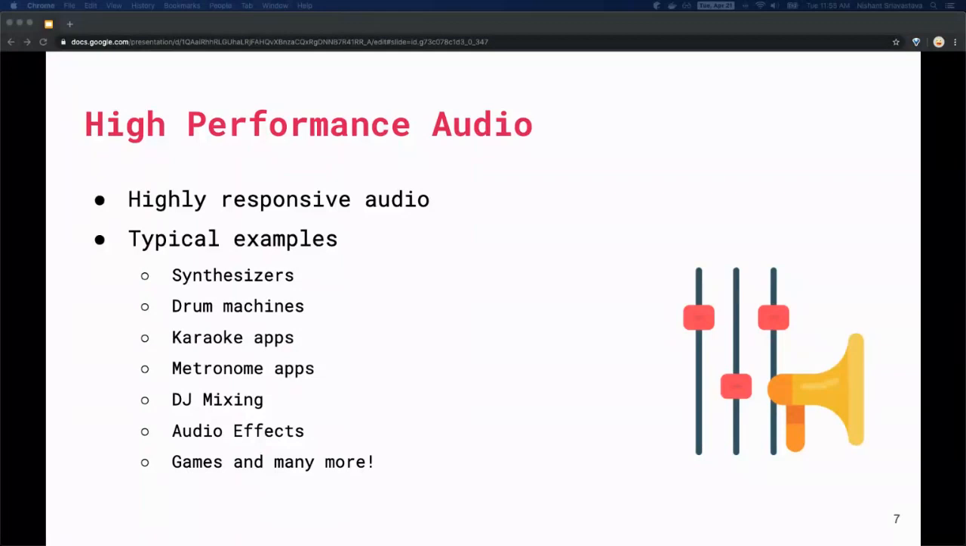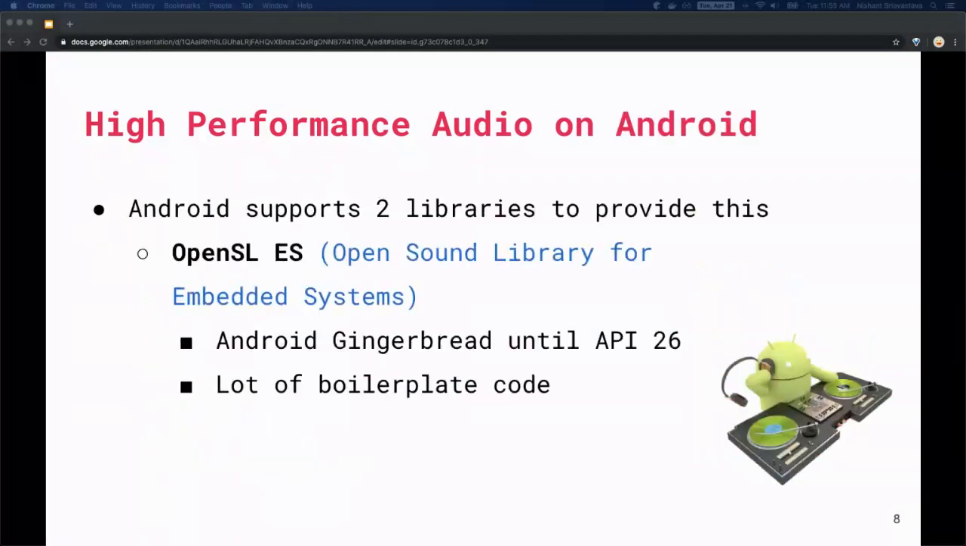The important point here is that to achieve this on Android, we have access to two libraries. The support comes from something called OpenSL ES. It's a very native layer. OpenSL ES stands for Open Sound Library for Embedded Systems. It has been the standard for a very long time, from Android Gingerbread until API 26, that's Oreo. This is what existed for a very long time. But for an app developer, it's a lot of boilerplate code. You have to write a lot of code to be able to work with this API.